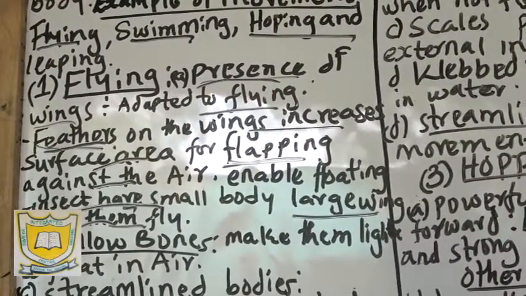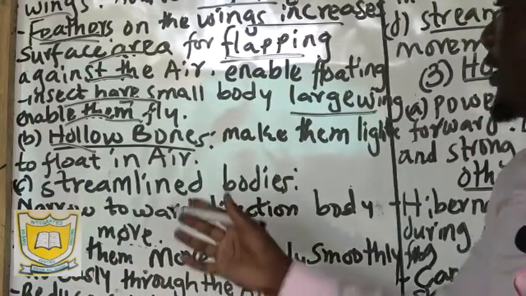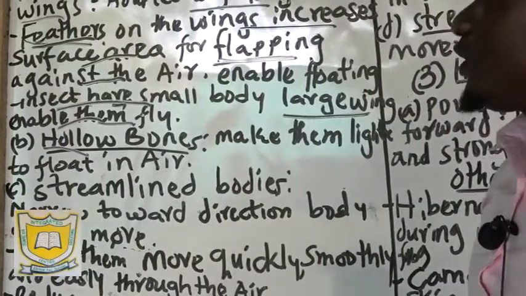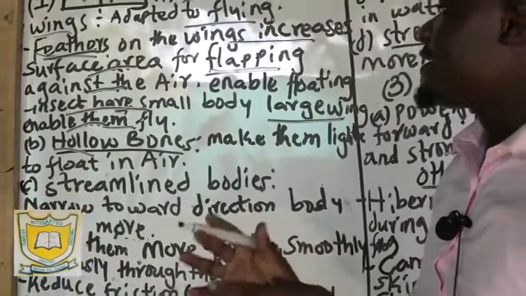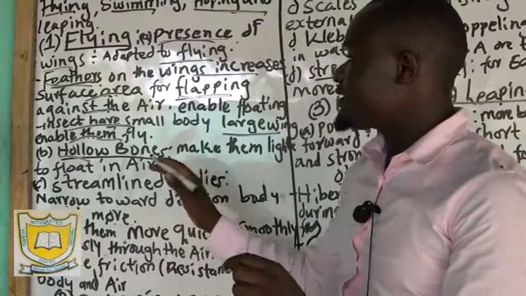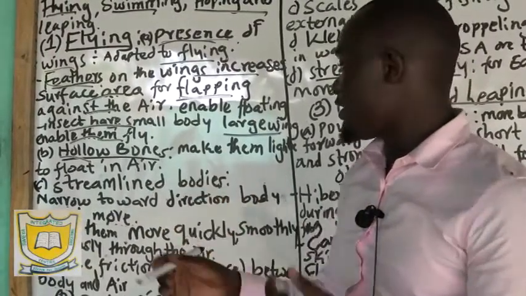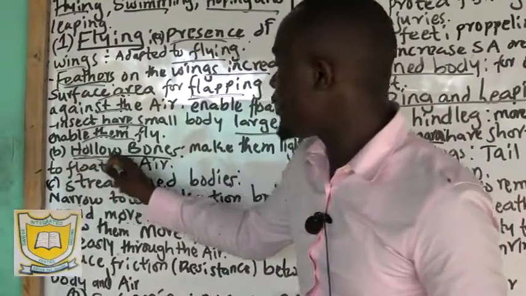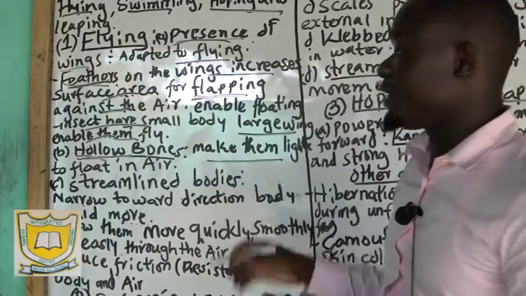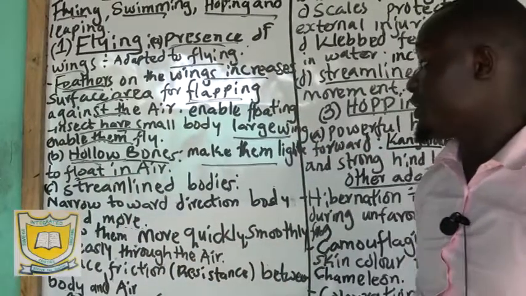Number two, we talk of the presence of hollow bones. When you eat a hen, you find that inside the hen, it doesn't have what we call bone marrow. When the hen lacks bone marrow, this makes these birds very light, so that they can move in the air. So the reason for hollow bones is just to make them very light, so that they can float in the air and also for easier movement.